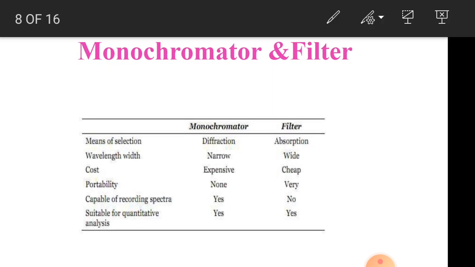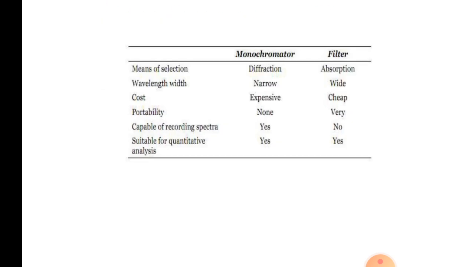Between the monochromator and the filter, we have wide differences. Monochromators work by diffraction and filters by absorption. The monochromator has a narrow width of wavelength and the filter has a wide width of wavelength. The cost of a monochromator is expensive compared to a filter; a filter is very cheap. Recording a spectrum is possible with a monochromator, but it is not possible with a filter. However, both monochromator and filter can be used for quantitative analysis.